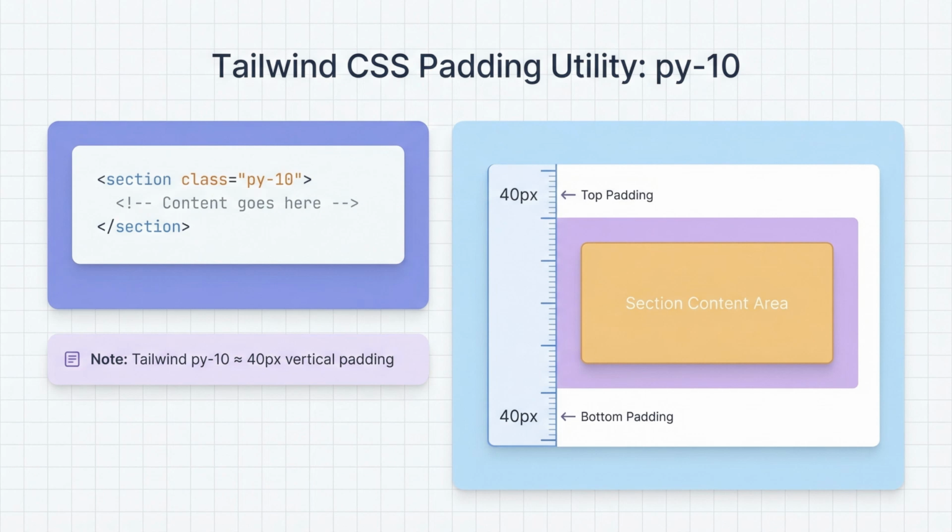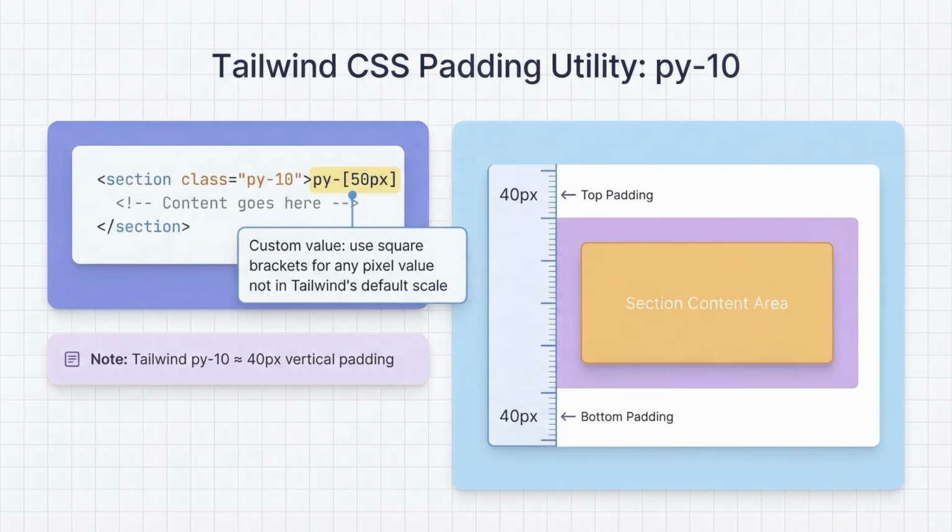The instructor notes that if you need a custom value not in Tailwind scale, you can use square bracket notation, for example, PY50px, to define your own exact pixel value. This square bracket syntax is a powerful escape hatch in Tailwind. Anytime the default scale doesn't give you exactly what you need, wrap your custom value in square brackets and Tailwind will generate the CSS for you on the fly. It keeps you from having to write custom CSS classes for one-off values.